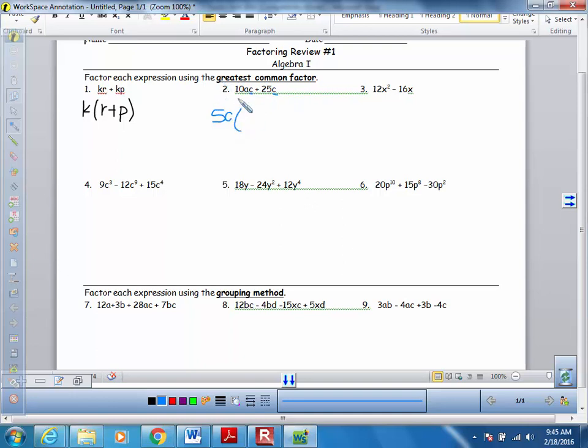What you do with the numbers is you divide the numbers. So if I did 10 divided by 5, that's going to give me 2. I didn't do anything with the A, so I bring that down, and it'd be plus 25 divided by 5 is 5, and then I took this C out. So I'd be left with 5C, parentheses, 2A plus 5.